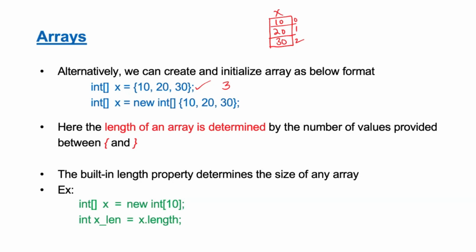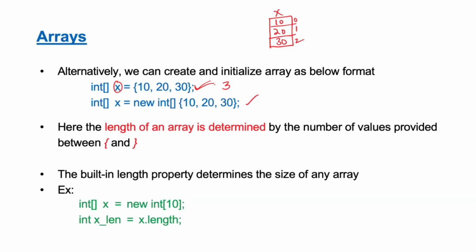Another way of creating an array is like this: we can also give new int 10, 20, 30, and the array can be created. There are different ways we can create it. We can follow any particular procedure here. The main thing is the data type, this symbol should be used, and also the name of the array and the new keyword. This is one way, and this is another.